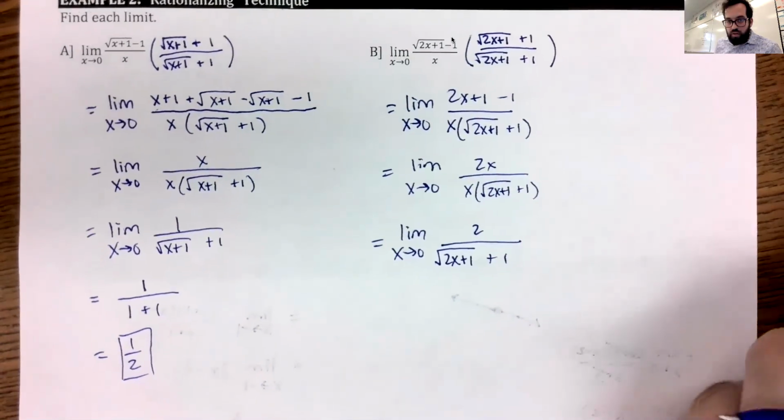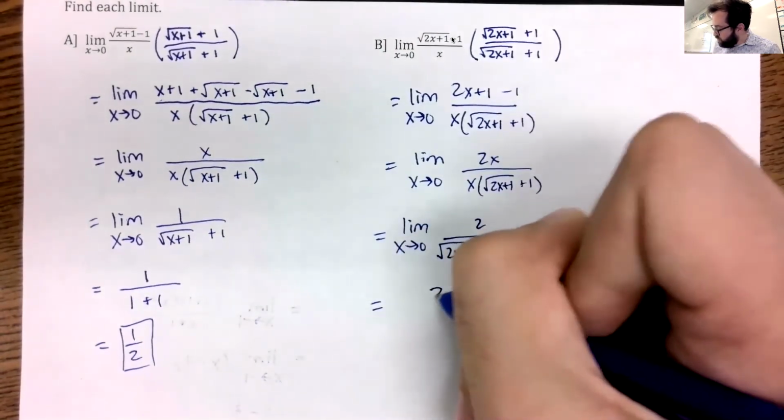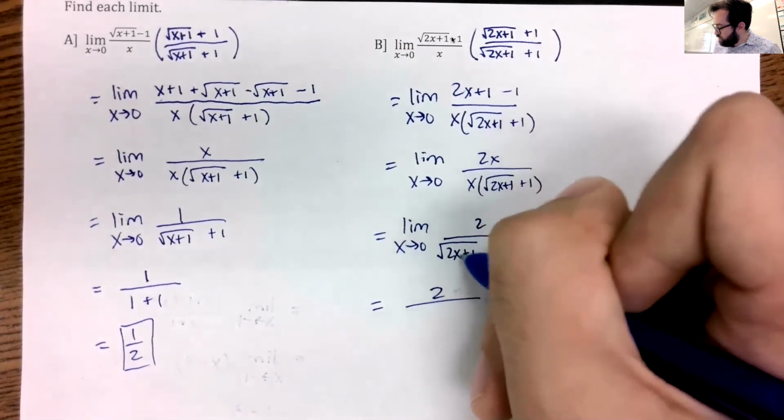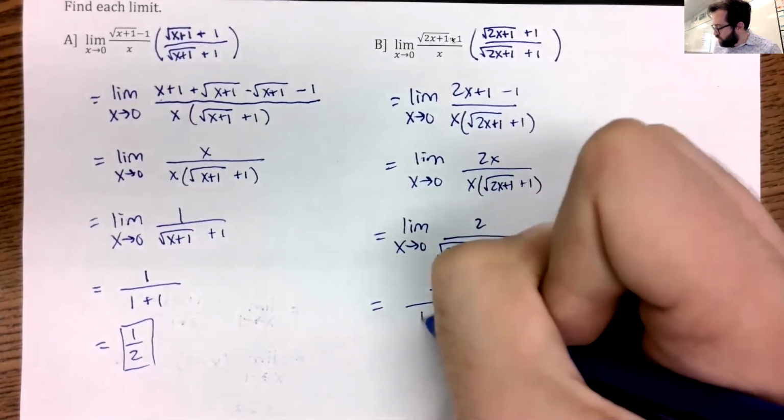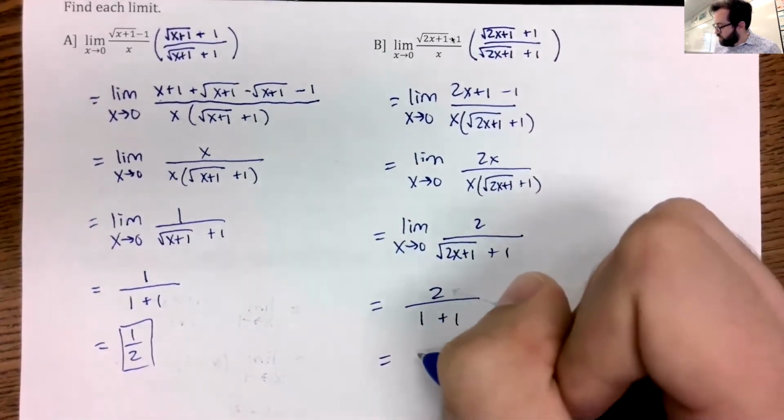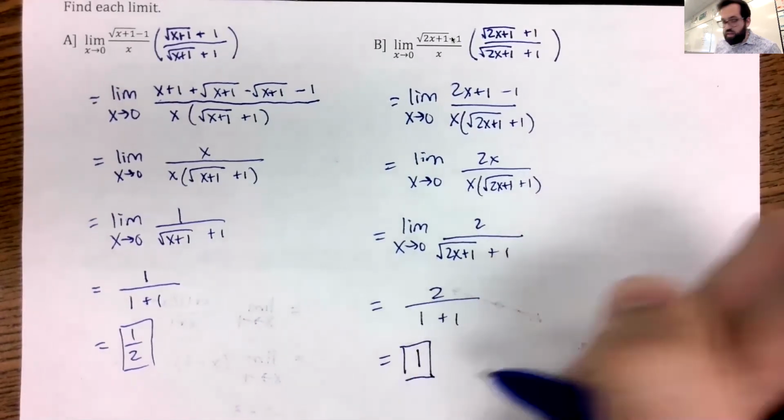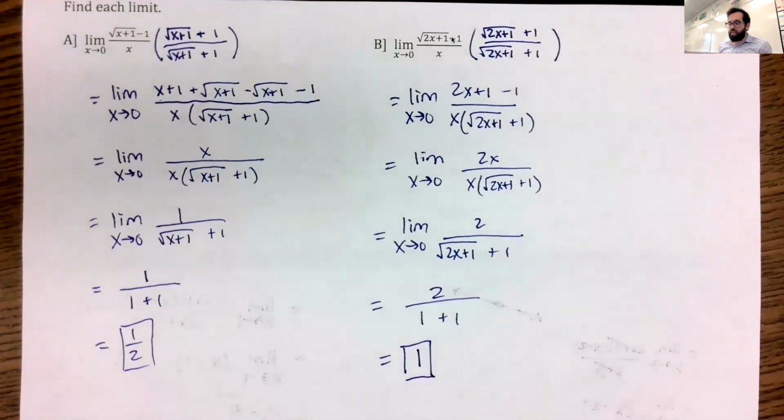Now we can plug in 0. We end up with 2 over the square root of 2 times 0 plus 1, so 0 plus 1 is 1. Square root of 1 is 1. 2 over 2, which is 1. So there you have it. That is the rationalizing technique. Now you know 2 different techniques to solve limits when they are in indeterminate form.